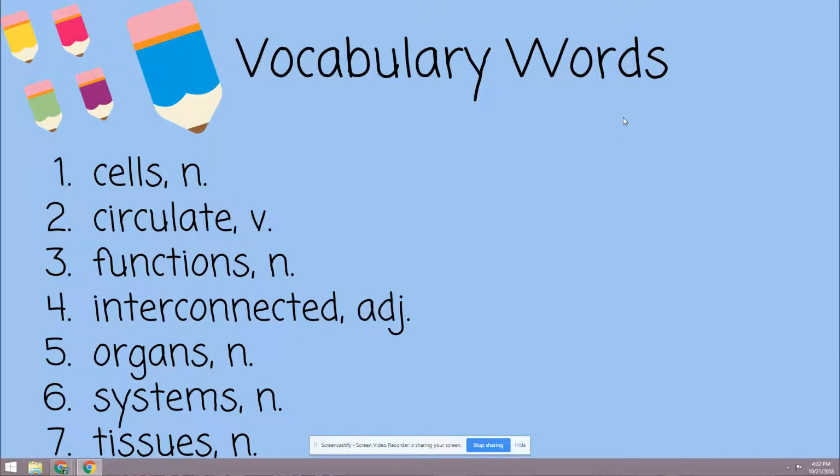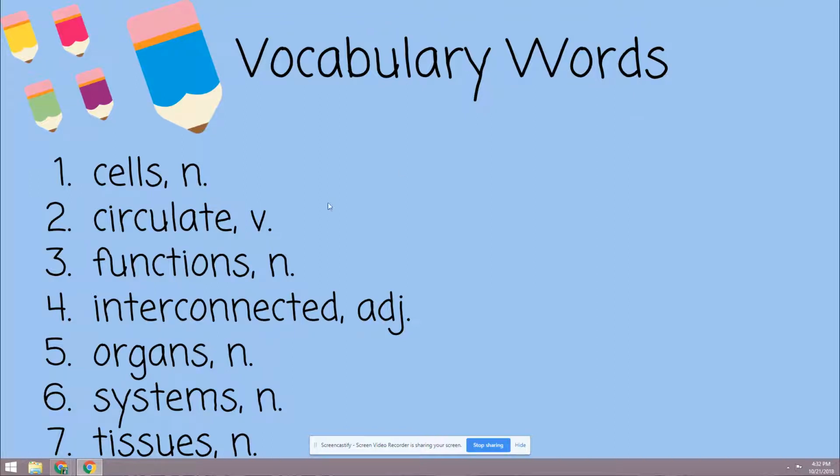It is a noun. Cells are the smallest units that make up living things and that are most often microscopic. An example would be that the human body is made up of trillions of tiny cells, most of which are too small to be seen by the naked eye.